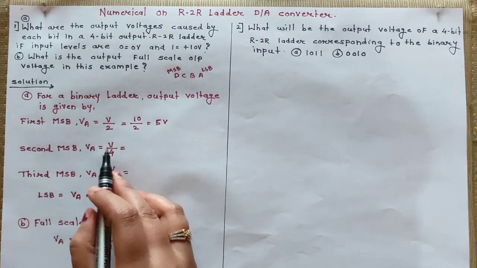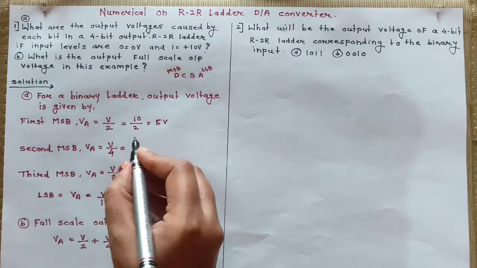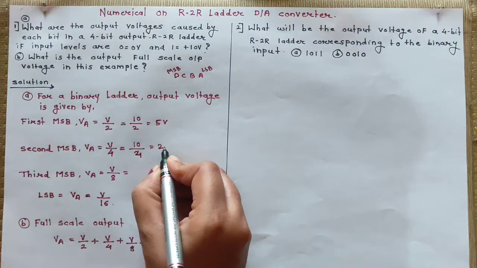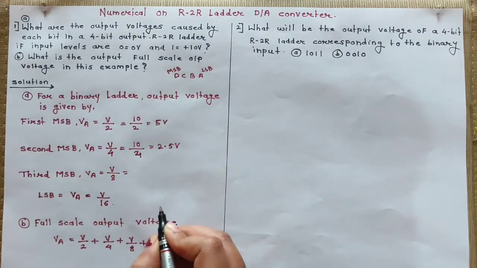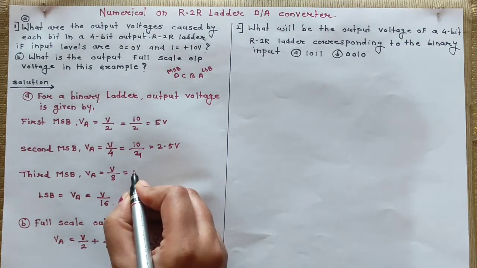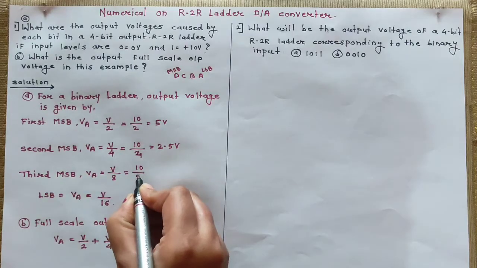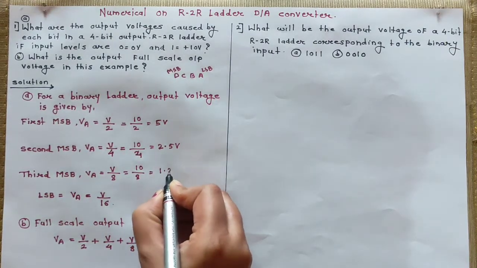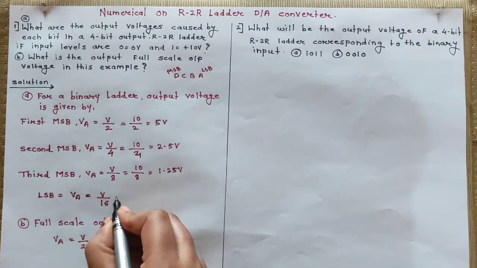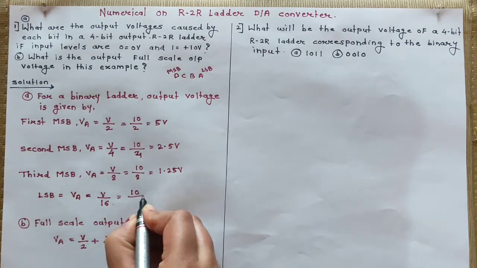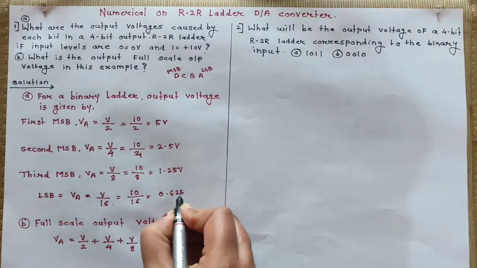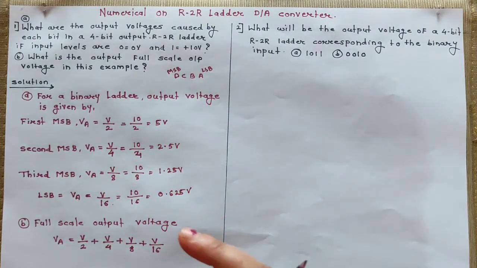How much voltage is contributed by the second MSB? V by 4. The value of V is 10 volt, so 10 by 4 is coming out to be 2.5 volt. The voltage contributed by the third MSB is V by 8. The value of V is 10, so 10 by 8, after solving this, comes out to be 1.25 volt. And the voltage contributed by the LSB is V by 16. Put the value of V as 10, so 10 by 16, after solving this, comes out to be 0.625 volt. So this is the voltage contributed by each bit.